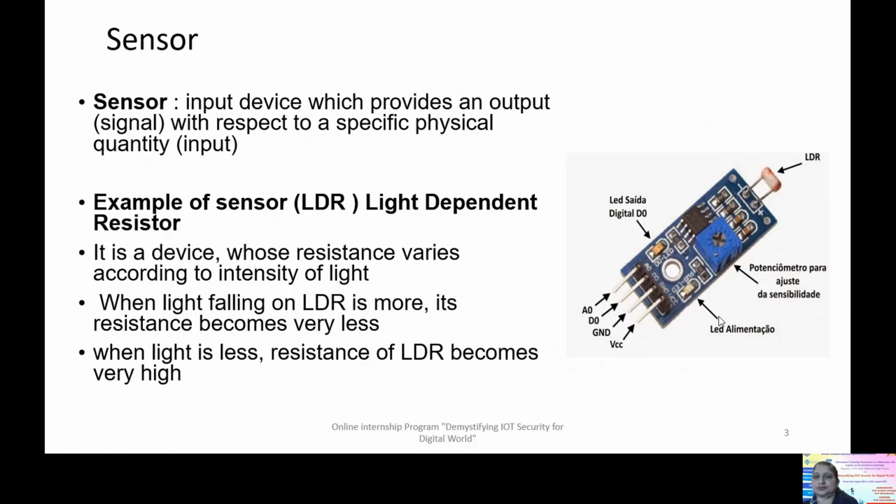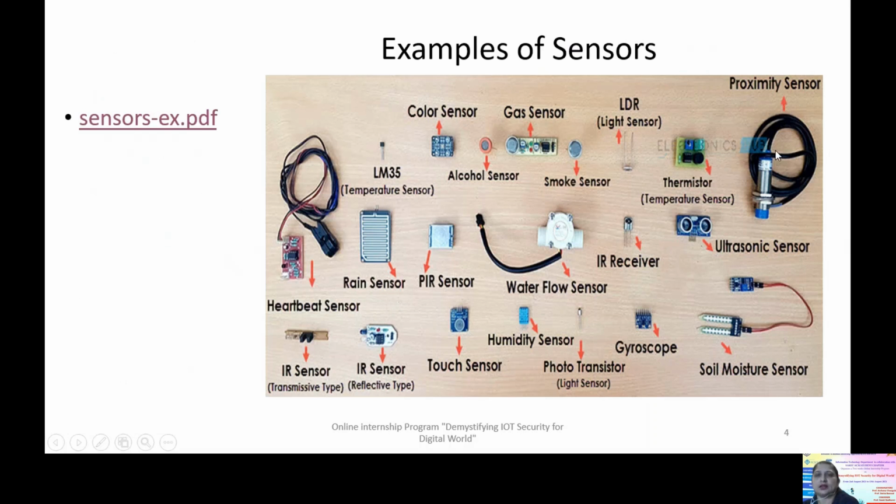Here I have shown one image of the LDR sensor where we can see there is an A0 pin, the analog pin, a D0 pin, the data pin, a ground pin, and a VCC pin. Then we have the LDR, the light dependent resistor, whose value will vary depending upon the intensity of the light. Then I show one picture where we can see a lot of common examples of sensors.